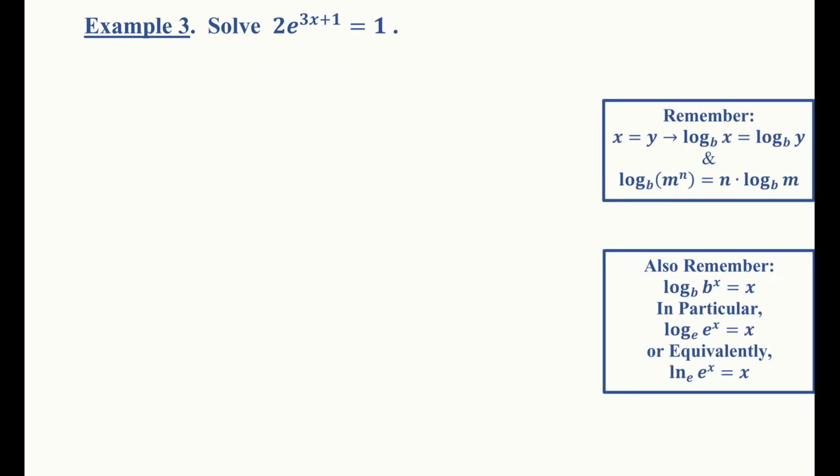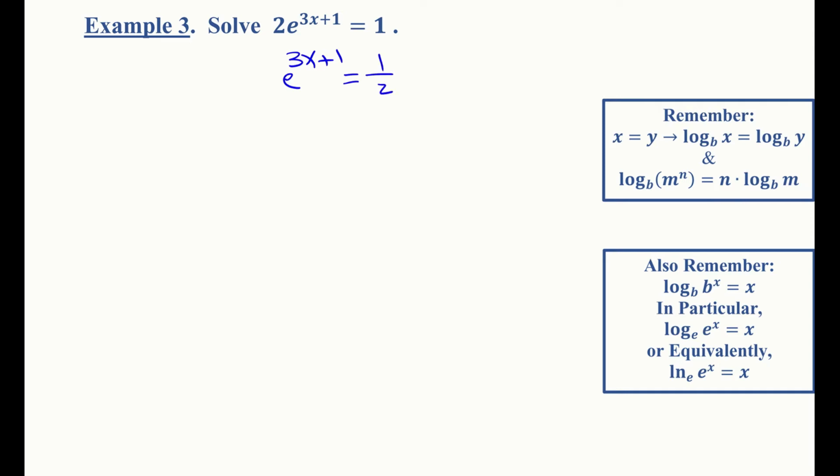Okay, so here we have one involving e, and of course when we want to solve these ones with e, even though we could use log base 10, when time comes to take the log of both sides, we'll go ahead and take the ln of both sides, or the log base e of both sides. So first we need to isolate this power of e. So we go ahead and divide both sides by 2. So we get e to the power of 3x plus 1 equals 1/2.